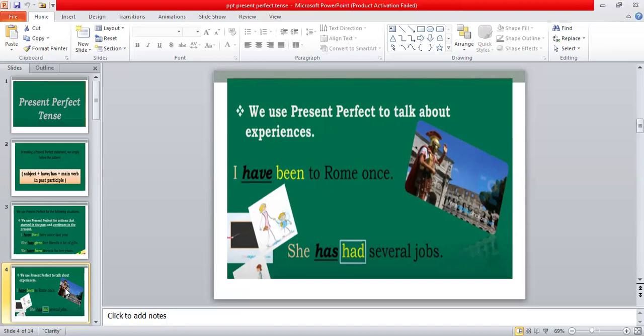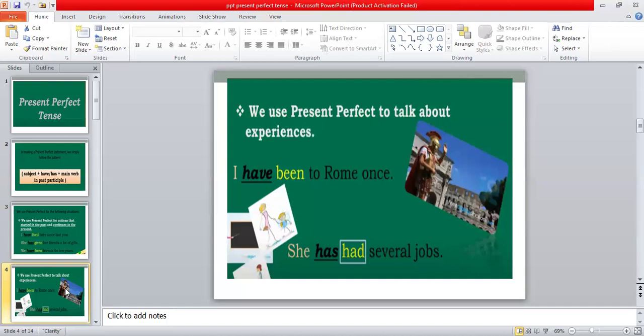So been is the third form of be, which we have used over here with have, because we have already decided that in the case of present perfect tense, we use has or have with the third form of the verb. In the second example, she has had several jobs. Now, has is the helping verb and had is the third form of has. So, had has been used over here as the third form.